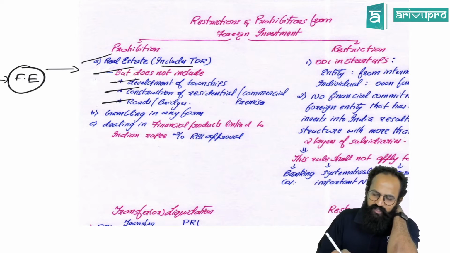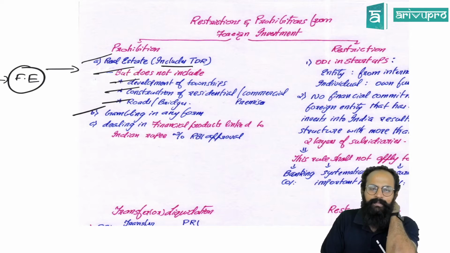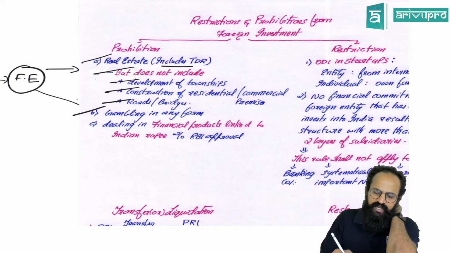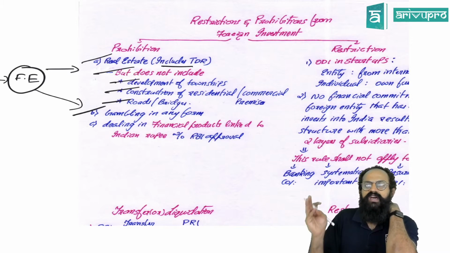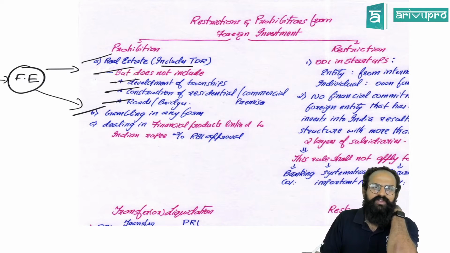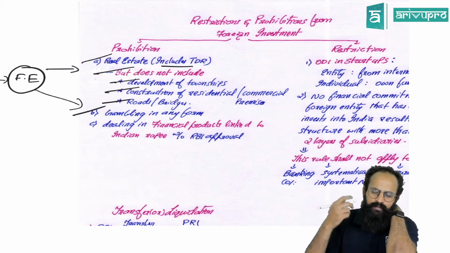Clear? Next one, a company which is into gambling in any form. Examples are Dream 11, A23, Rummy Circle. All of this is gambling only. In such companies you cannot invest.